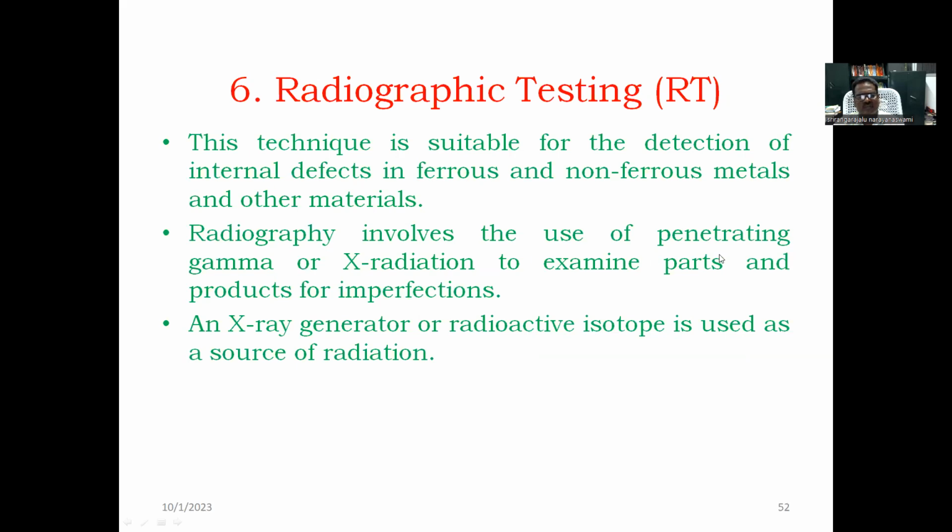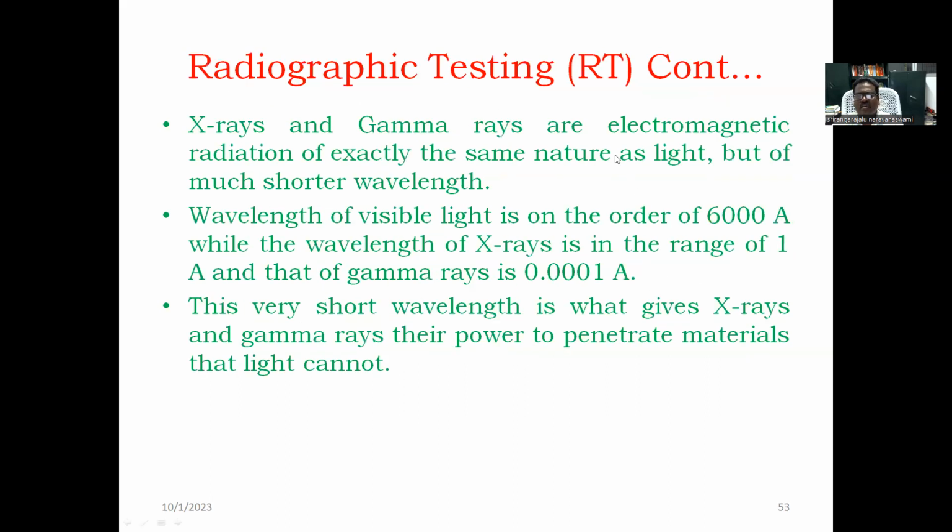Radiography involves the use of penetrating gamma or X-ray radiation to examine parts and products for imperfections. An X-ray generator or radioactive isotope is used as a source of radiation. The X-rays and gamma rays are electromagnetic radiation of exactly the same nature as light, but of much shorter wavelength. The wavelength of visible light is on the order of 6,000 Angstrom, while the wavelength of X-rays is in the range of 1 Angstrom, and that of gamma rays is 0.001 Angstrom.